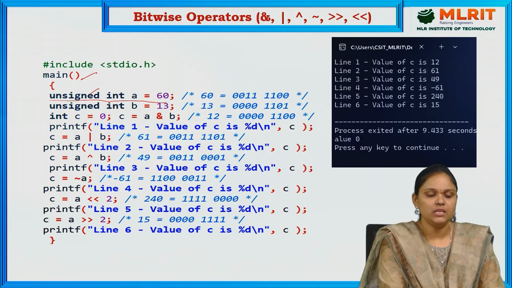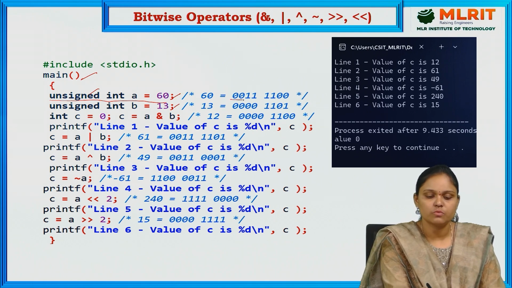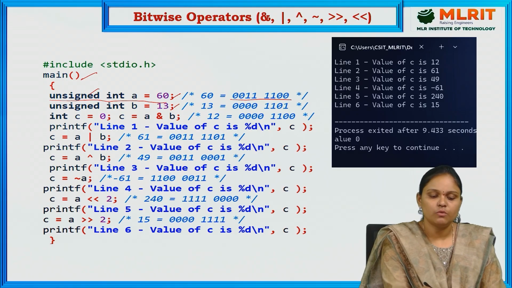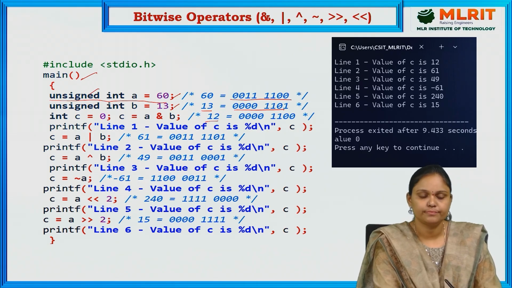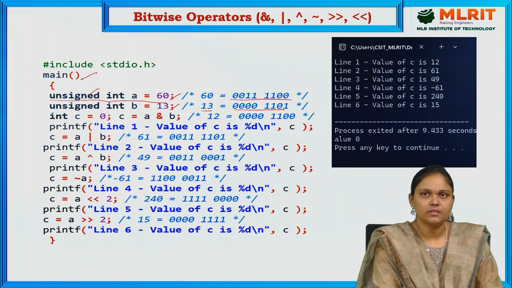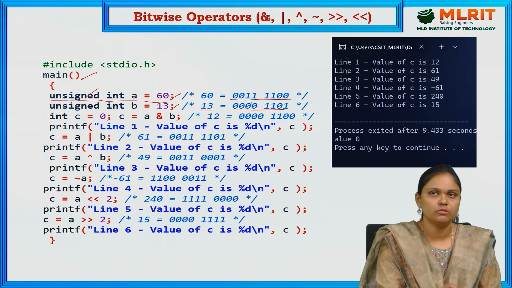We have given the value of a as 60 and b as 30. If we convert the value 60 to binary, the binary value will be this one. And if we convert the value 13 to binary, the value will be this one. How do we convert to binary? We divide by 2 and take the remainder, reading the remainders from bottom to top. You need to learn these conversions.